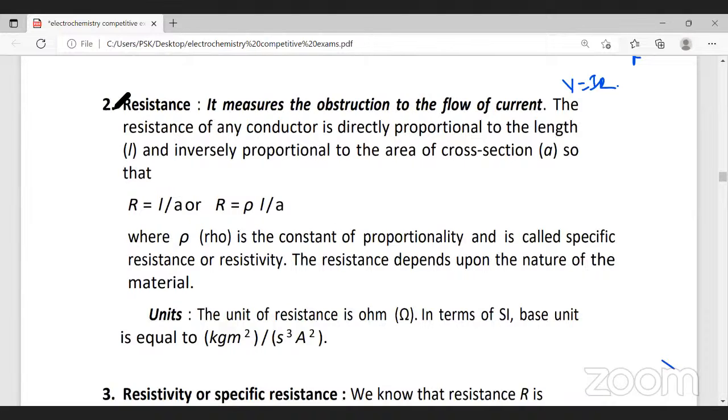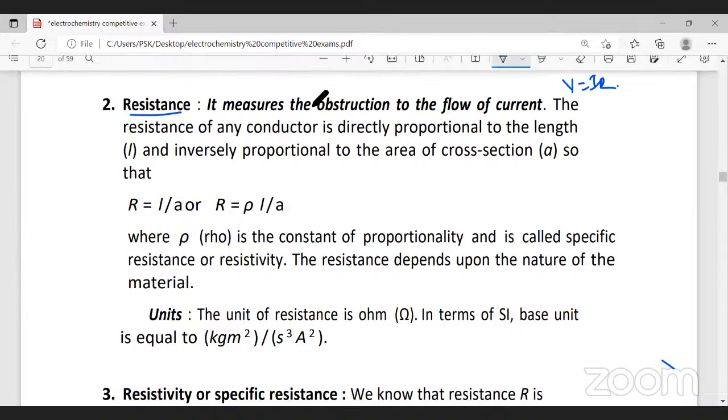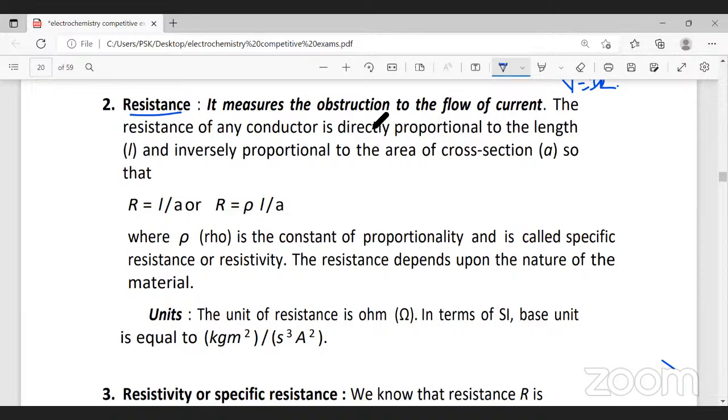Yes, sir. The next one is resistance. It is the measure of obstruction to the flow of current. The force which opposes the flow of current is called resistance. It measures the obstruction to the flow of current.